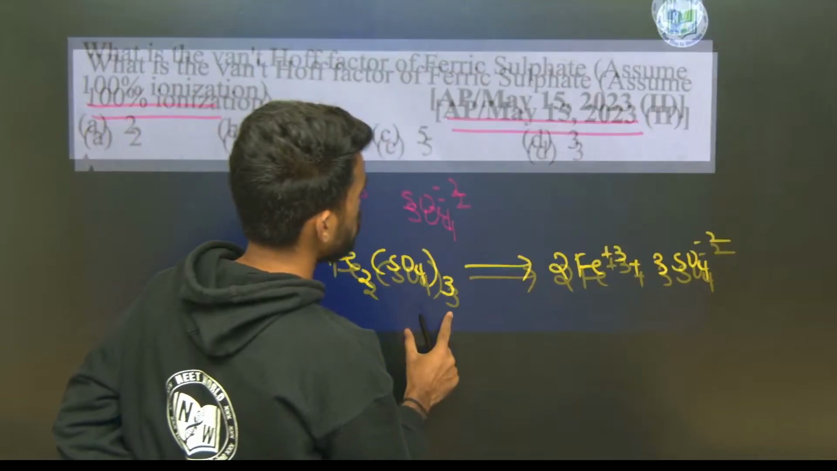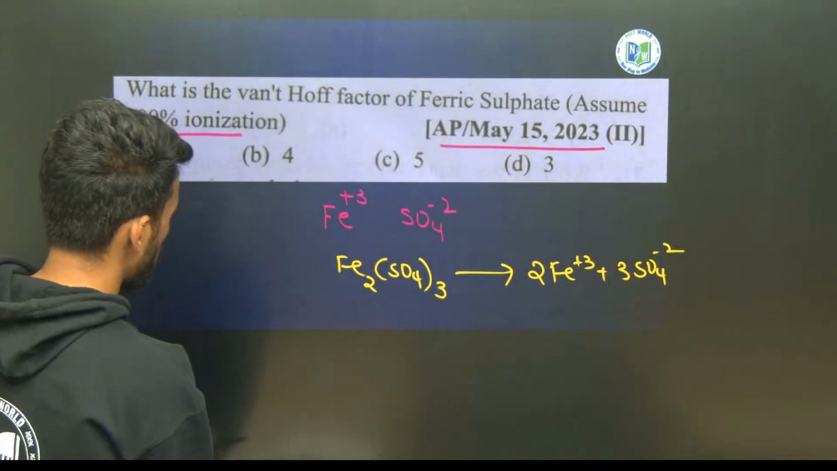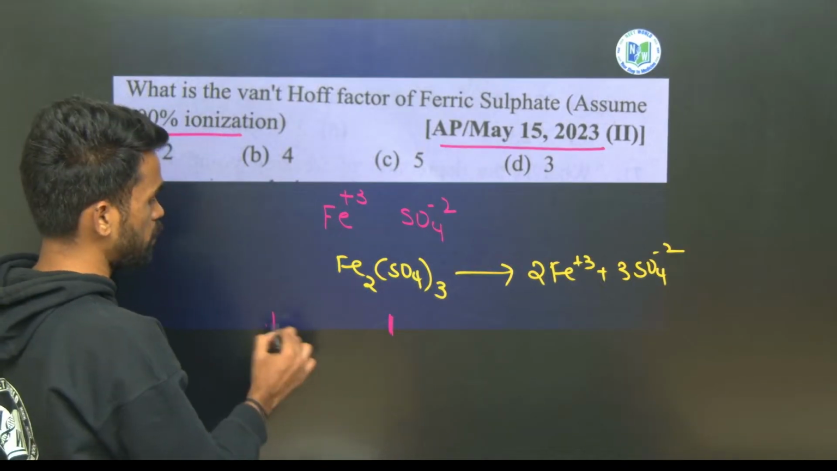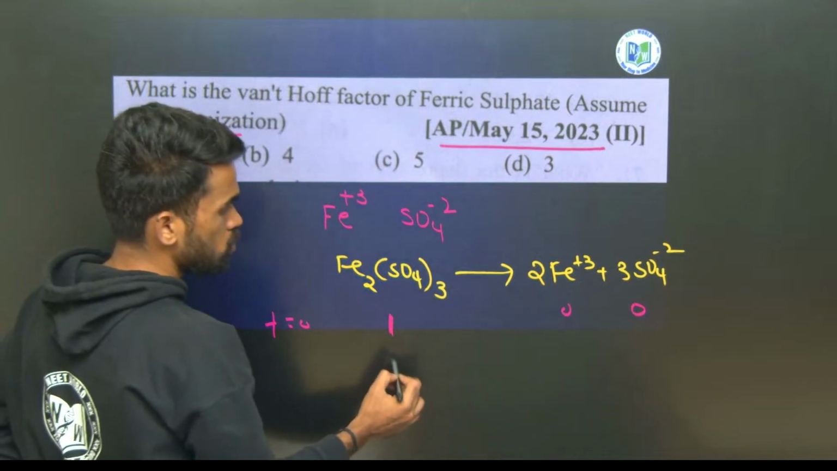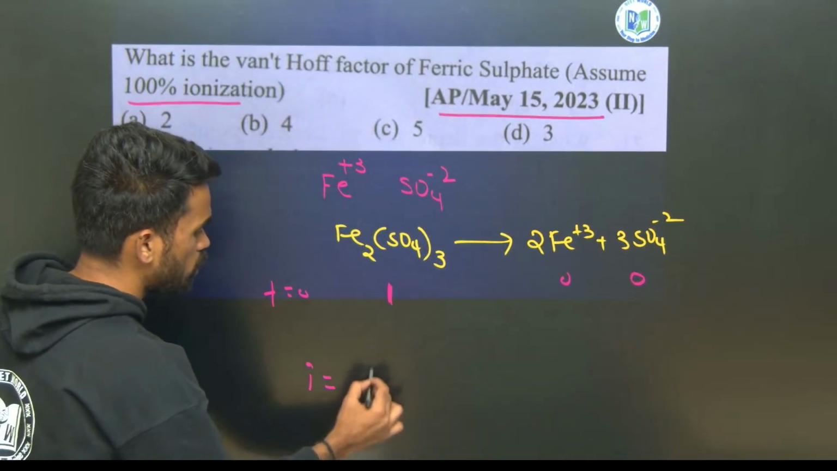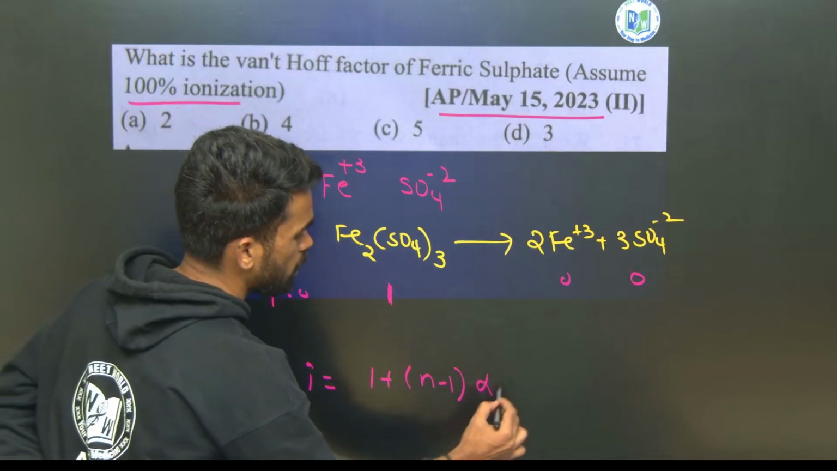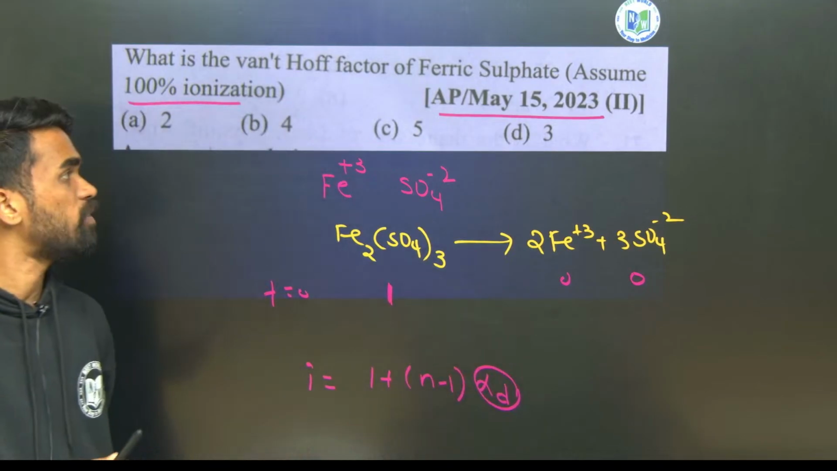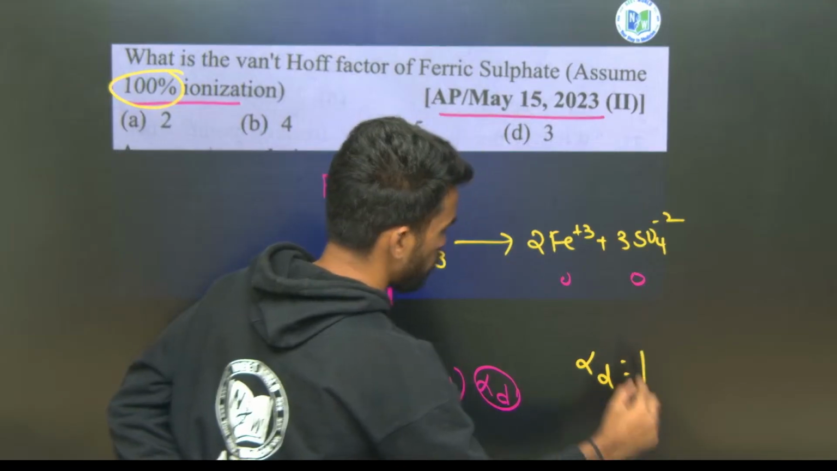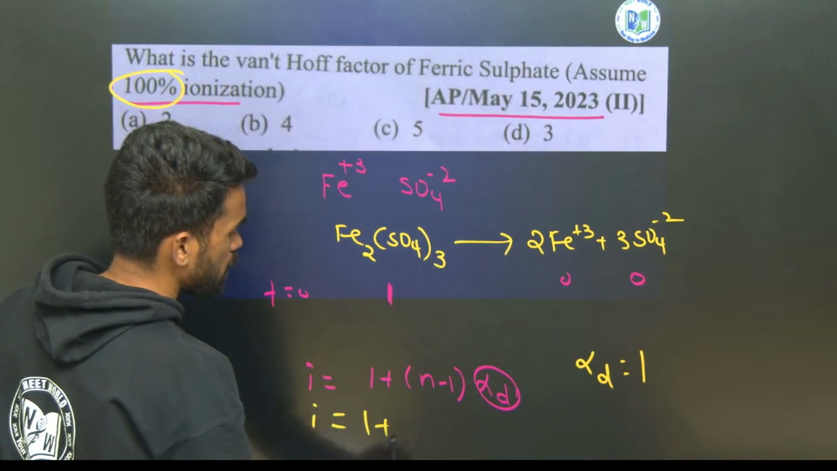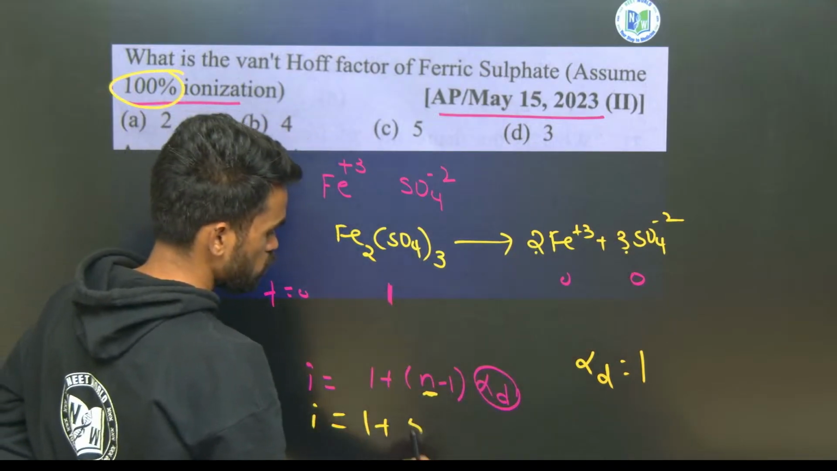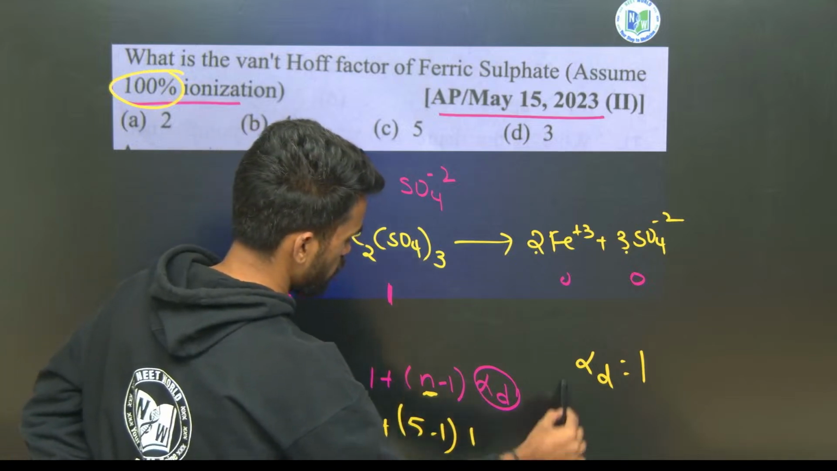Now for this, what is the van't Hoff factor formula you have to use here? Dissociation is taking place. Initially you have one unit at time t0, there is no dissociation. After some time, these ions are dissociating. For this, just use the formula i equals 1 plus (n minus 1) alpha d. Alpha d means the degree of dissociation. They are saying it is 100% dissociation, so alpha d equals 1. So i equals 1 plus, how many ions are there here? 3 plus 2, 5 minus 1, so (5 minus 1) into 1. So it will be 4 plus 1, 5.